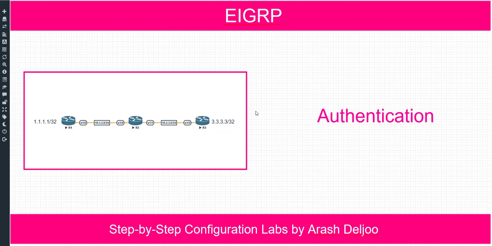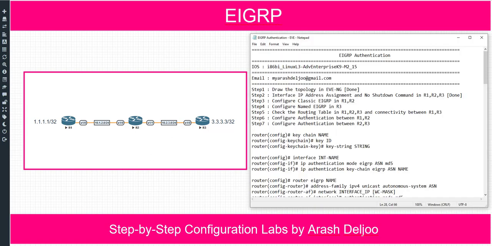In this video, I'm going to explain how we can configure EIGRP authentication in classic mode and also in named mode configuration of EIGRP. Let me show you the text file and the steps in this scenario. Step 1 is to draw the topology in EIGRP.